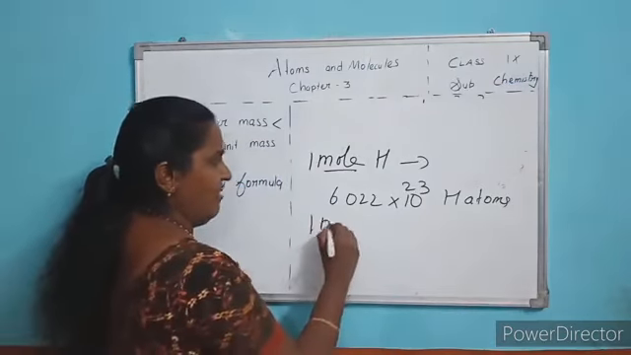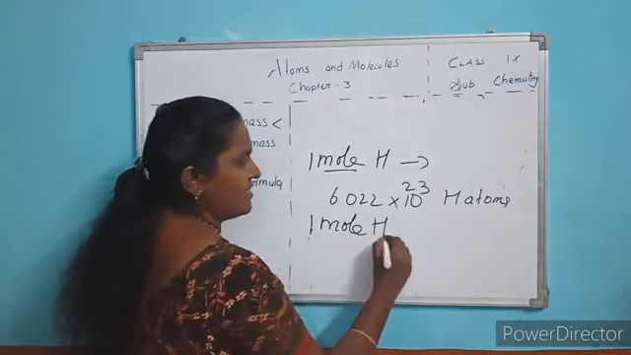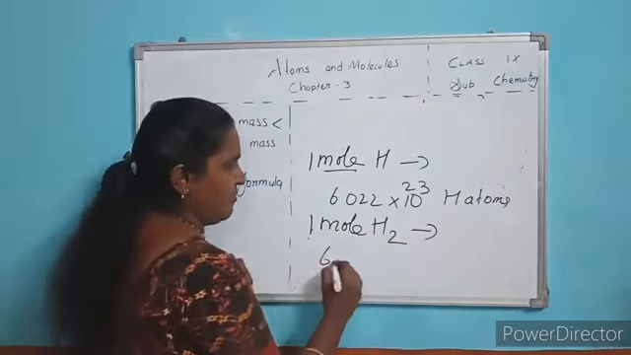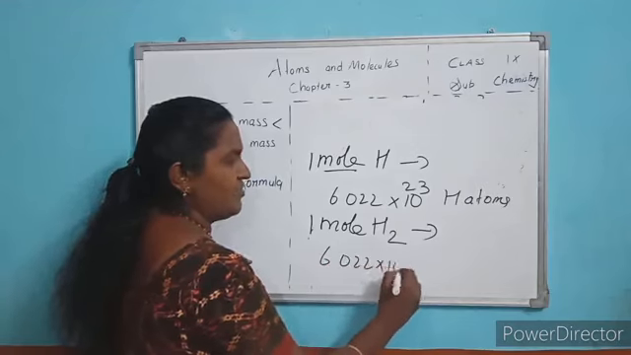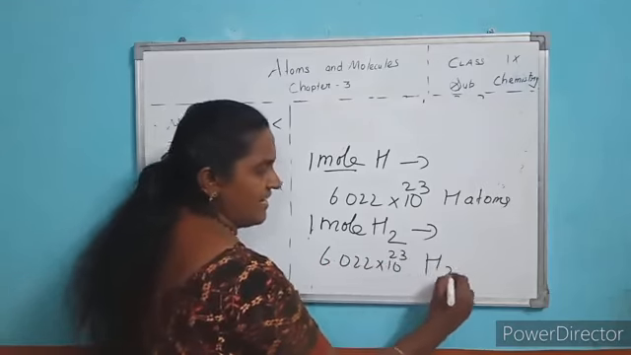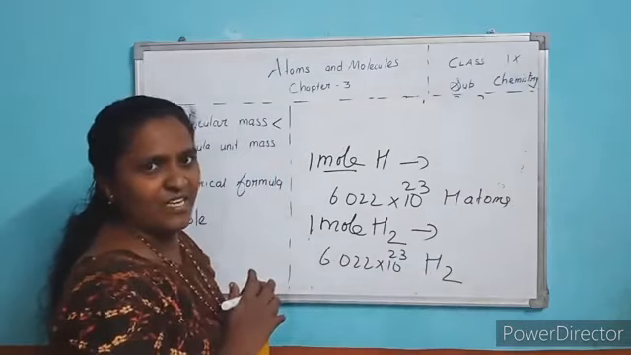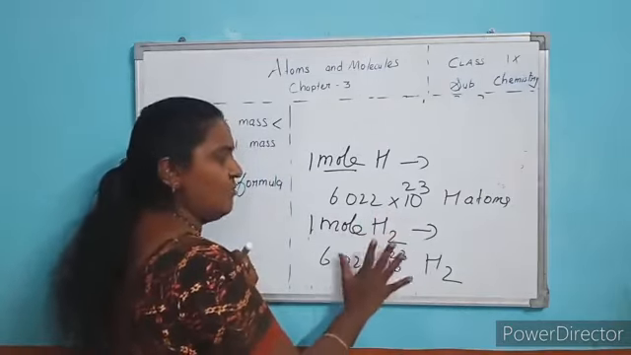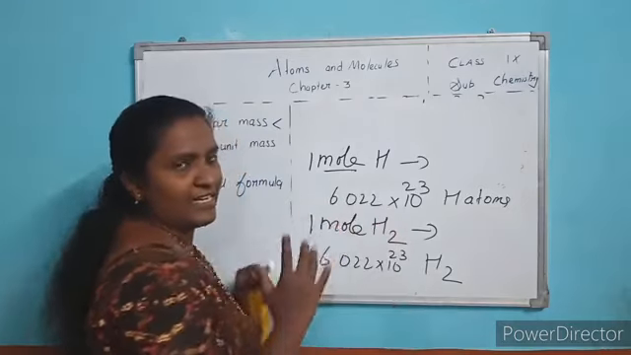Now, 1 mole of hydrogen molecule. How many numbers? 6.022 into 10 raised to 23 number of hydrogen molecules. Hydrogen atom, you write this many number of hydrogen atoms. Molecule means this many number of hydrogen molecules.